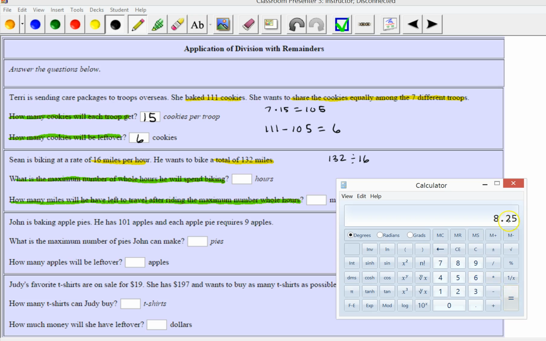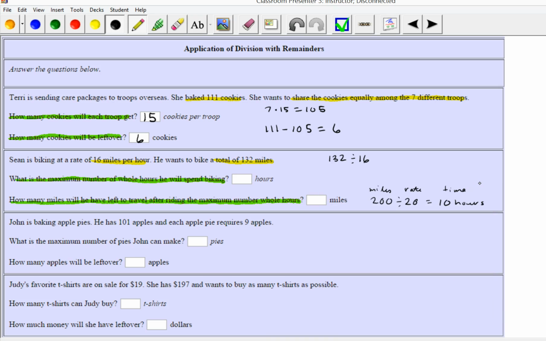And we get this result. So now remember, the question asked us the maximum number of whole hours he will spend biking. Okay, so it'll take him 8 hours and a little bit more. Remember, this is a decimal, and we'll learn more about these later. Notice this doesn't mean he has 0.25 miles left after that. This isn't even measuring miles, this is measuring time. Okay, so we can't just use this as our remainder. We need to take the 8 and do a little more work like we did in the last one. So the maximum number of hours is 8 hours.